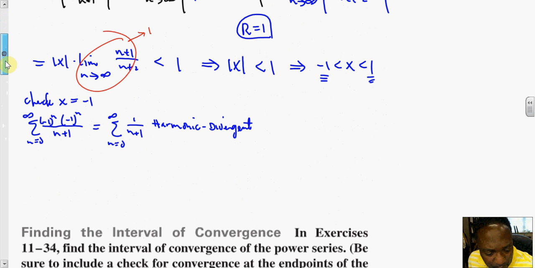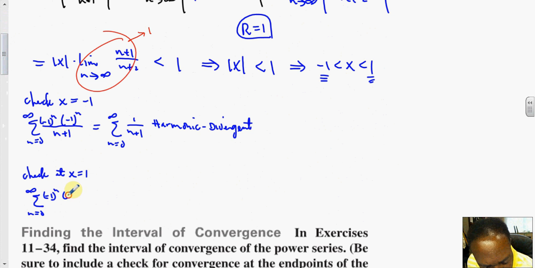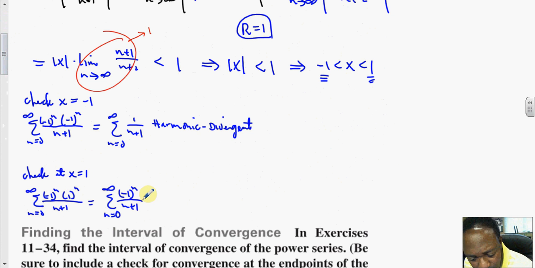Now let's check at x equal to 1. So we have the summation as n goes from 0 to infinity of negative 1 to the n times 1 to the n all over n plus 1. This is the summation as n goes from 0 to infinity of negative 1 to the n all over n plus 1. Now positive 1 to the n is just 1. So this is an alternating series, convergent.